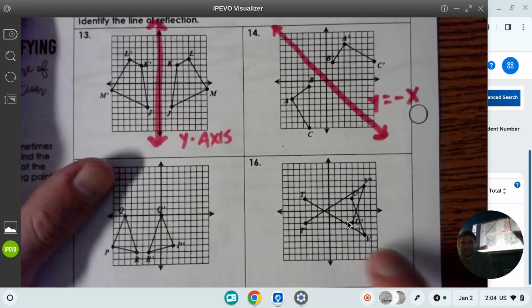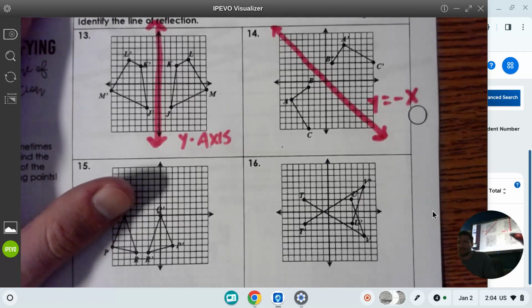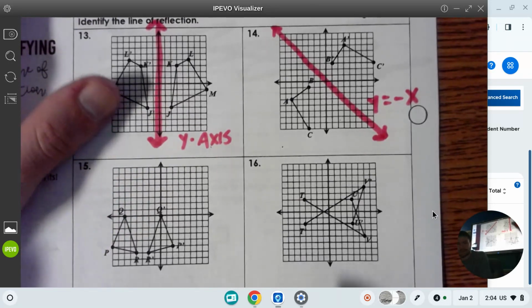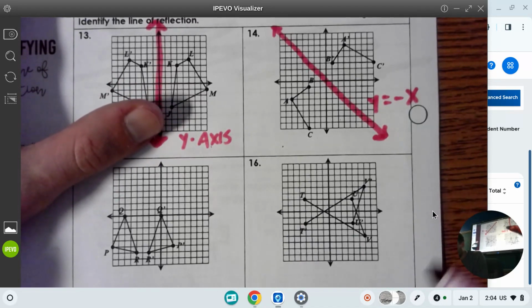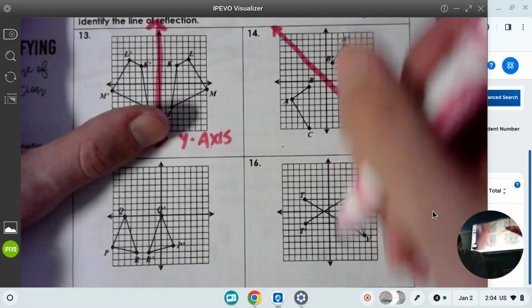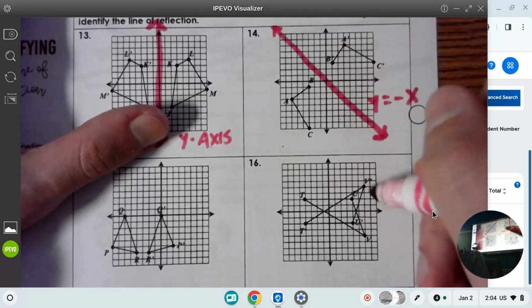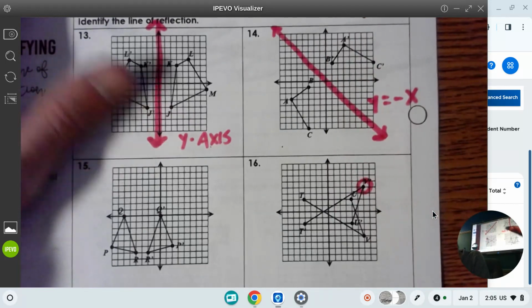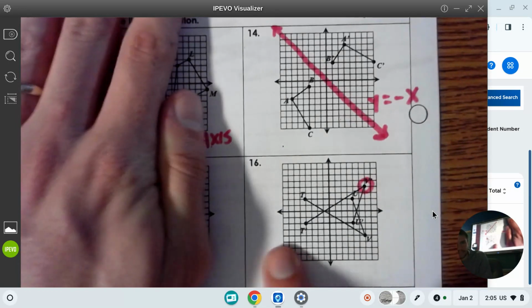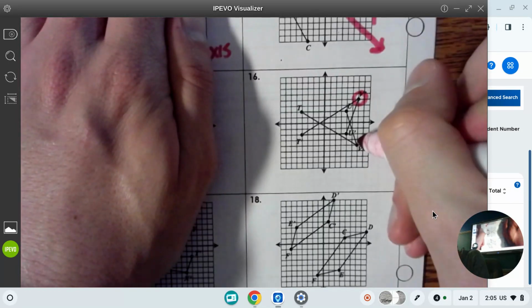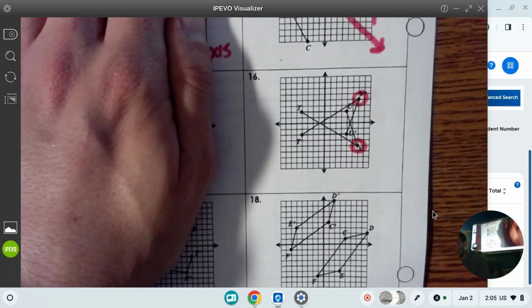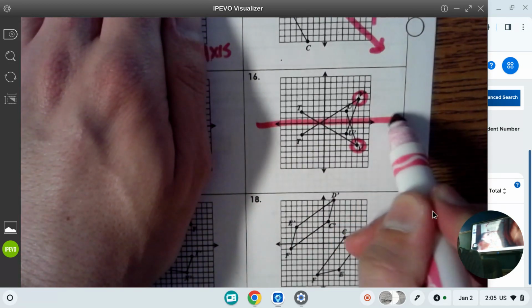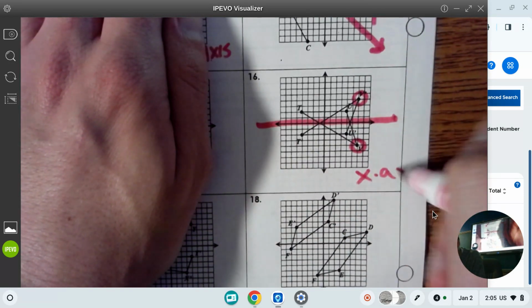Let's do 16. What do you got for 16? Number 16, what do you think? So the y-axis is the one that goes up and down. But look, I think you said 16. I'm gonna work at 16 here, this one here. If I see V and V prime, then try to think about what's a line that goes between those. That will kind of reflect them here. And so you're correct. This is going to be the x-axis.